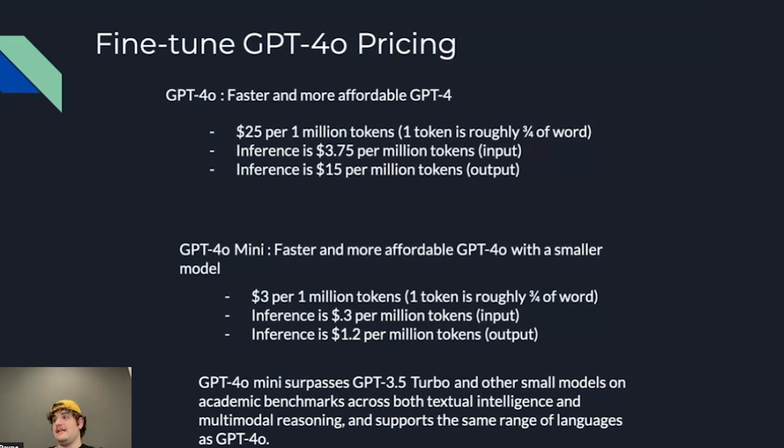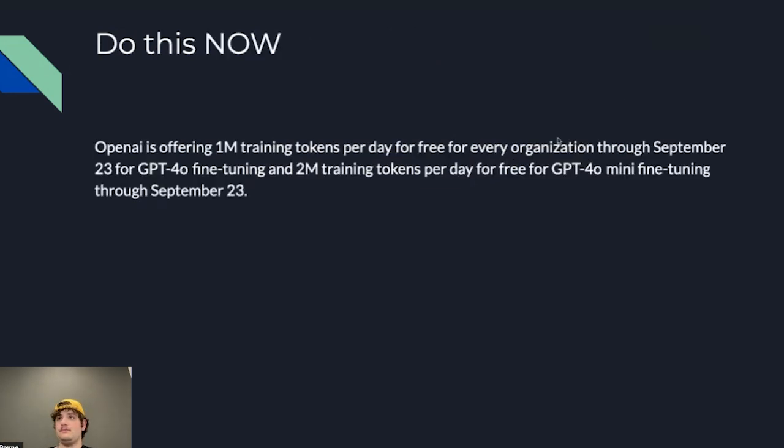GPT-4o mini is better than 3.5 on most of the relevant use cases that we see. They have more information in their blog posts about it, but on sort of the key benchmarks of how good is a language model at general tasks, GPT-4o mini is already better than 3.5 turbo out of the box. Imagine what it looks like when you fine-tune it.